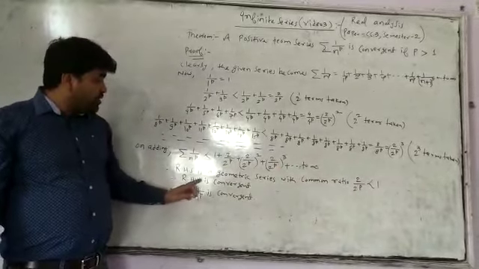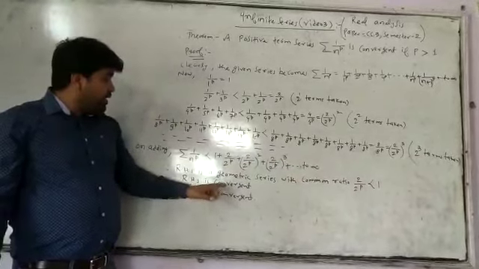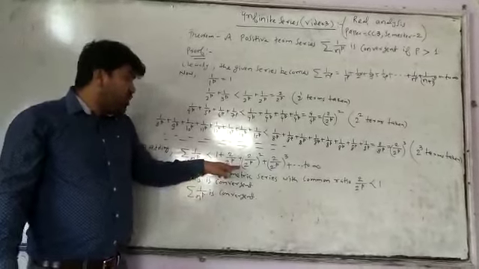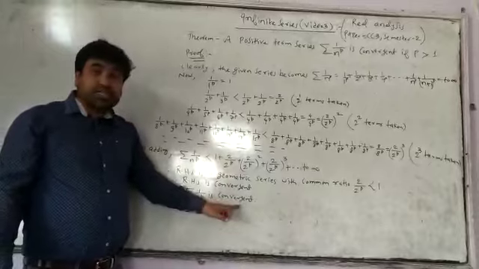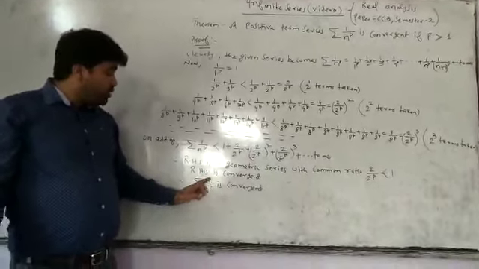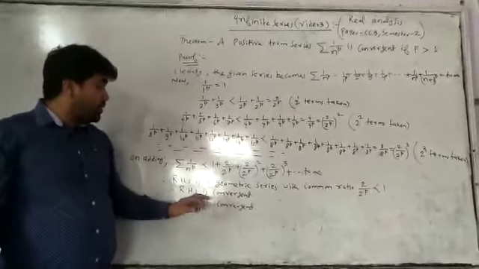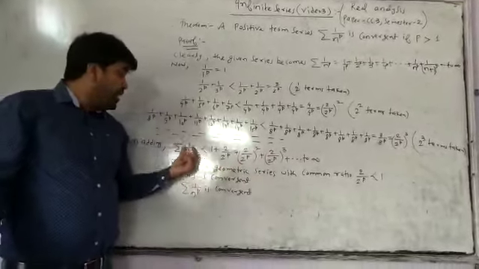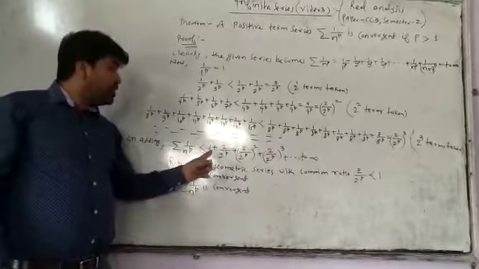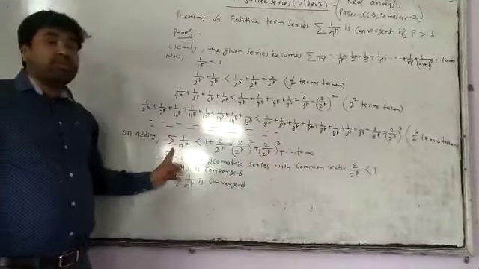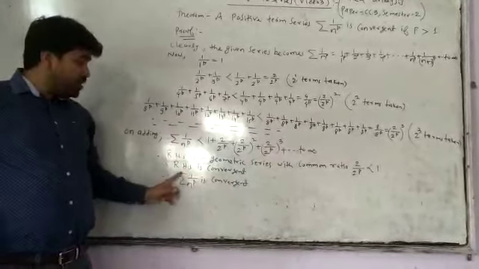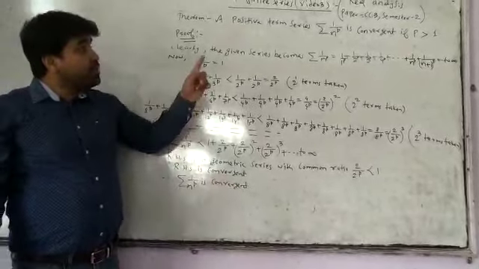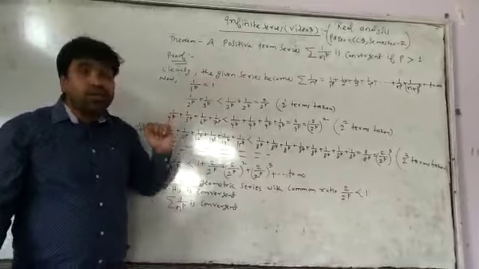So RHS is convergent, and if a series is less than a convergent series, then obviously it will be convergent. So sigma 1 by n to power p becomes convergent because it is less than a convergent series. Always remember, any series which is less than a convergent series is always convergent. So here sigma 1 by n to power p is convergent, and we have taken p greater than 1.